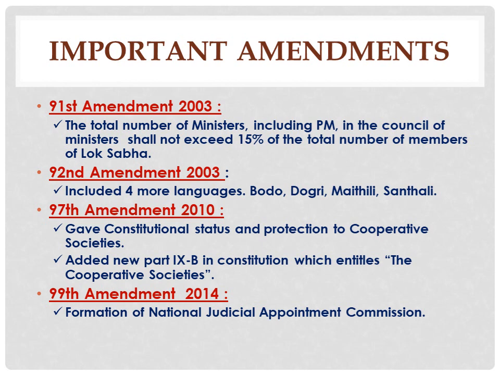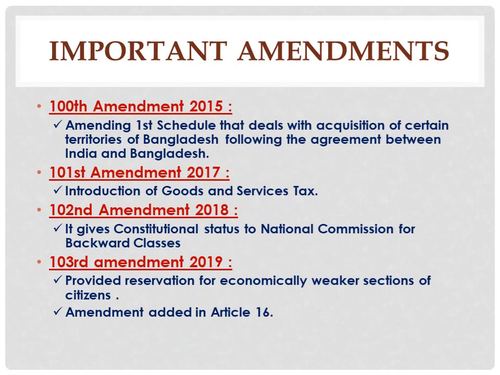Then the 99th Amendment, which was made in 2014. It replaced the collegium system of appointing judges to the Supreme Court and High Courts with a new body called the National Judicial Appointments Commission. That is, the formation of the National Judicial Appointments Commission was made in the 99th Amendment. 100th Amendment, which was made in 2015. Amending the First Schedule that deals with acquisition of certain territories of Bangladesh following the agreement between the Indian and Bangladesh governments. The next one is the 101st Amendment made in 2017. This Amendment Act contains the provisions necessary for the implementation of the GST, that is Goods and Service Tax regime, that is, introduction of Goods and Service Tax.